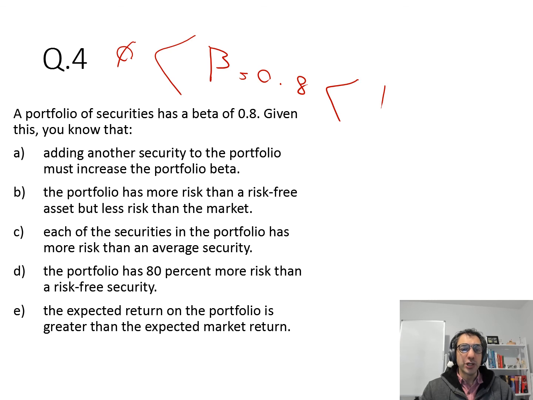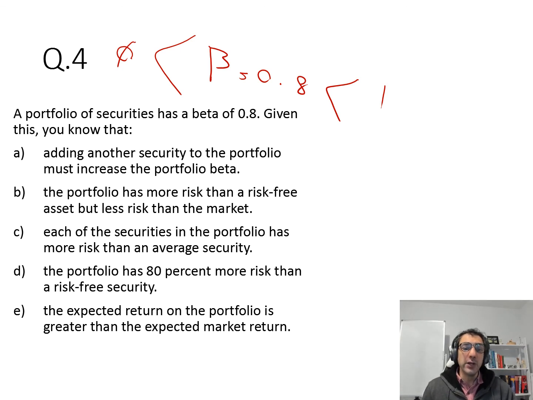Adding another security to the portfolio must increase the portfolio beta. We don't know for sure. It depends on the beta of the new asset. If the beta is less than 0.8, it will reduce the portfolio's beta. If the new asset has a beta greater than 0.8, it will increase the portfolio's beta. So A is not correct.